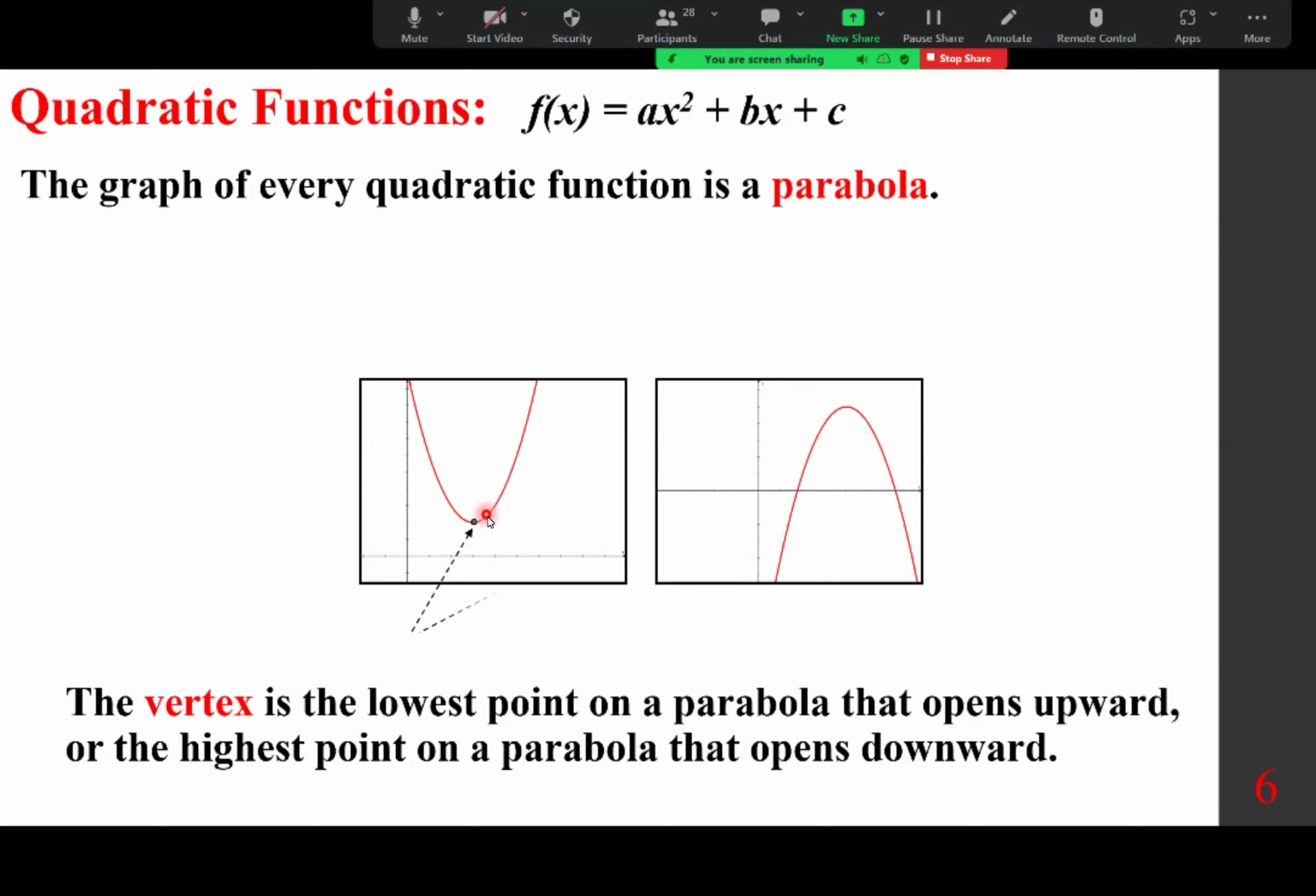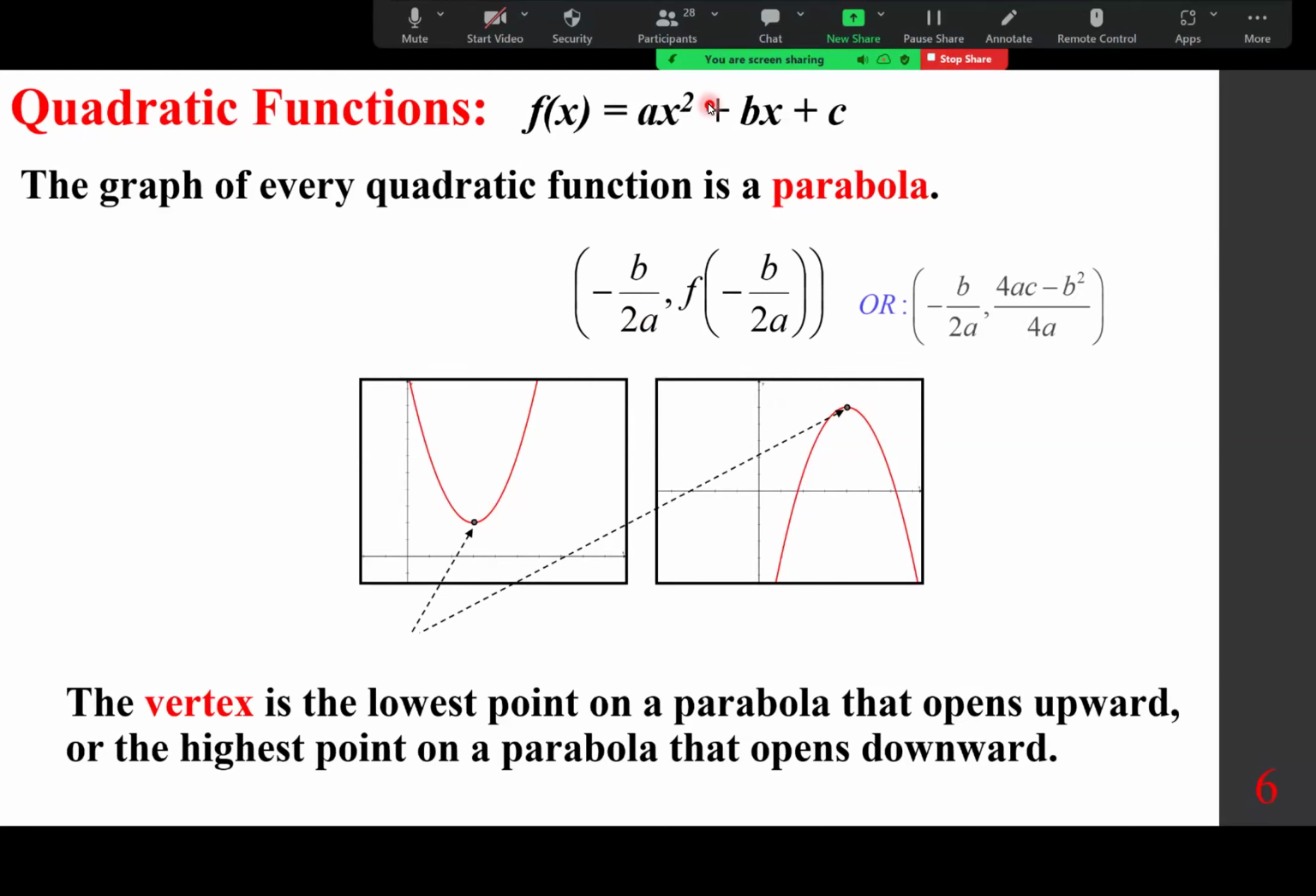That's the vertex. And the x coordinate is minus b over 2a. The y coordinate you plug in. If you plug in and work it out, you get this one. You don't have to memorize that, 4ac minus b squared over 4a. Just plug it in and observe.